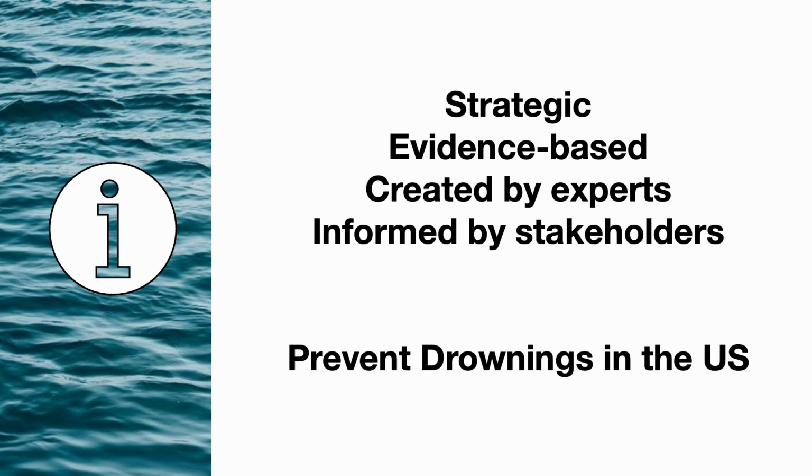So what is the National Water Safety Action Plan? Well, it's a response to the call from the World Health Organization to have some sort of plan in place to focus efforts and resources and campaigns on preventing drowning within your country. This action plan is going to be a strategic, evidence-informed plan created by experts in drowning prevention and informed by water safety stakeholders and practitioners from across the country, aimed at preventing drowning in the United States.